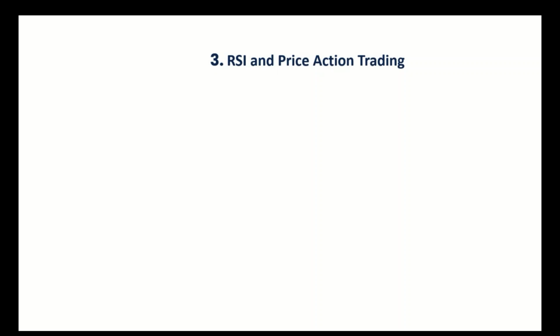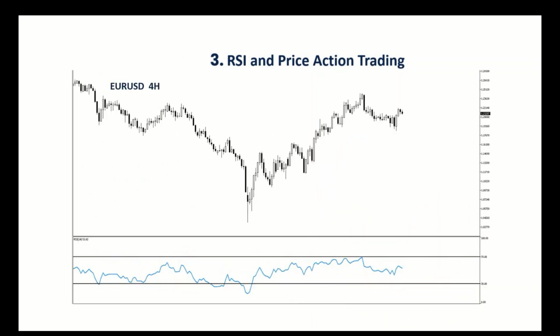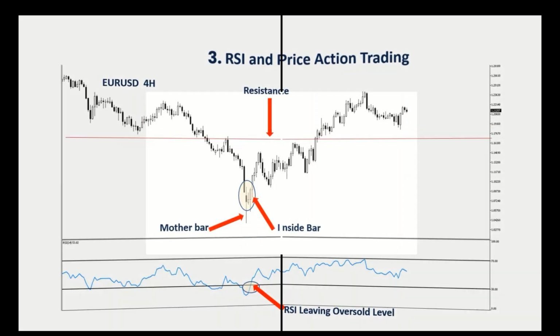Three. RSI and Price Action Trading. This is 4-hour Euro to US dollar. For this strategy, we are going to use the RSI signals in conjunction with any price action indicator, such as candlestick patterns. We can see that the candlesticks formed an inside bar. You can see the two bars inside the mother bar. Secondly, RSI leaving oversold level, both giving a bullish signal. We are to hold the trade until a contrarian RSI signal or price movement confirms that the move has ended, such as support and resistance areas.